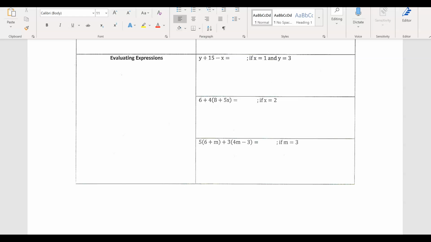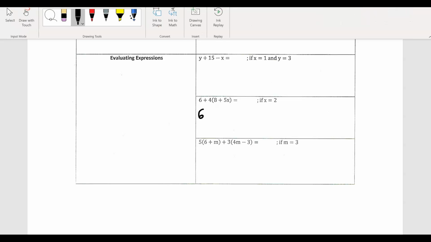Okay, now we can use the distributive property first if we want, or we can just go ahead and plug this 2 right in. Doesn't really matter. If I use the distributive property first, I have 6 plus 32. 4 times 8 is 32. Okay. Then I have 4 times 5 as well, so that is plus 20x.